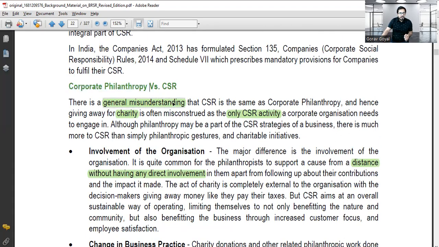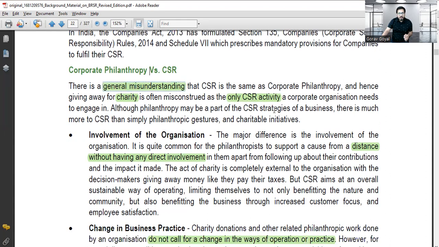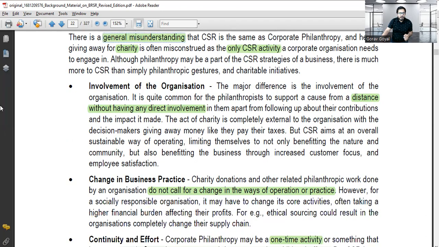There is a general misunderstanding that CSR is the same as corporate philanthropy, and hence giving away for charity is often mistaken as the only CSR activity. Although philanthropy may be a part of the CSR strategy, there is much more to CSR than simply philanthropy. Involvement of the organization is very important. In philanthropy, you are not involved. You are just giving the charity, and the organization which is getting it can use it their own way. Probably they may also use it in a sustainable manner, but from your perspective, it's philanthropy, it's not CSR.